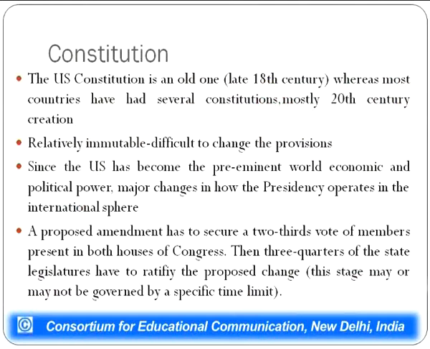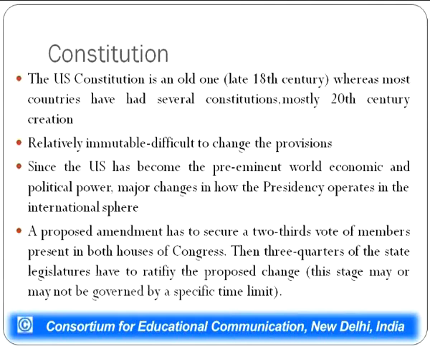Now coming to the constitution once again and elaborating on the constitution, it is one of the oldest constitutions, late 18th century, whereas most other countries have had several constitutions written one after the other, and most of them which are now following are a 20th century creation or maybe 21st century creation. Now, this constitution, as I told you, is the shortest constitution, only 27 amendments. And why only 27 amendments? Because it is relatively immutable.